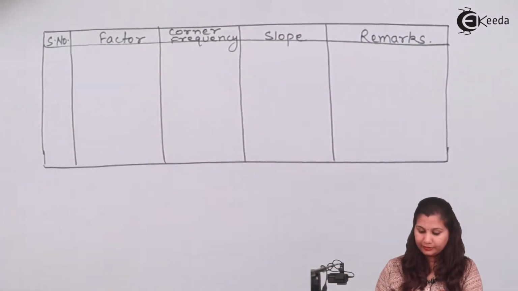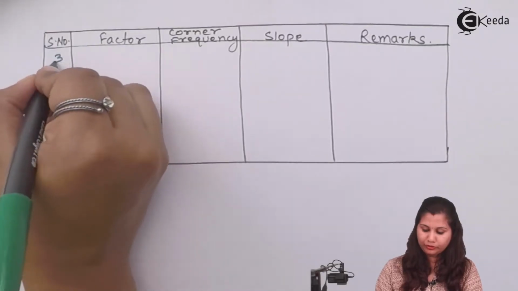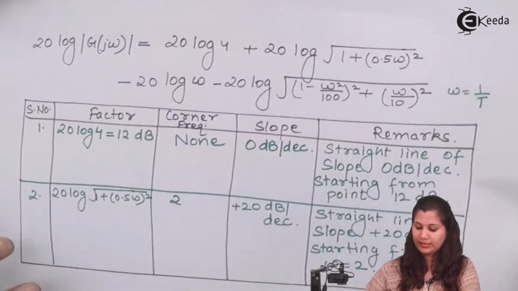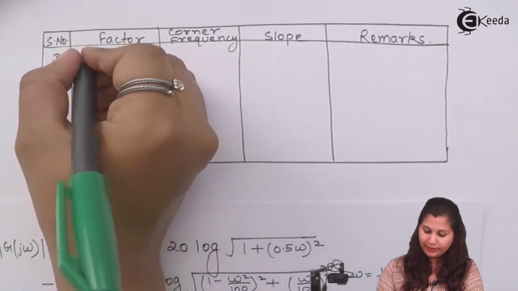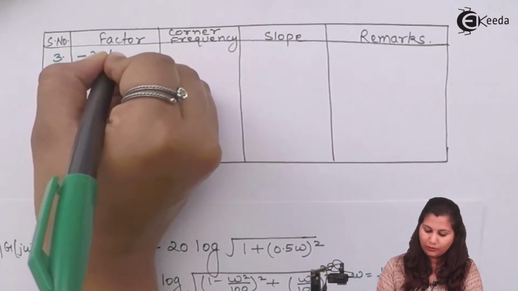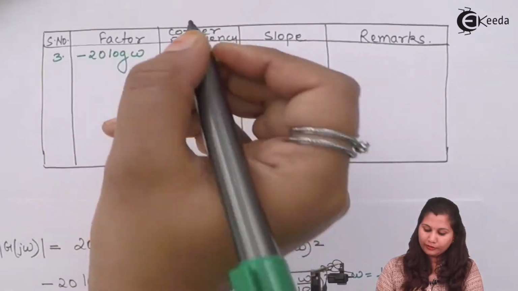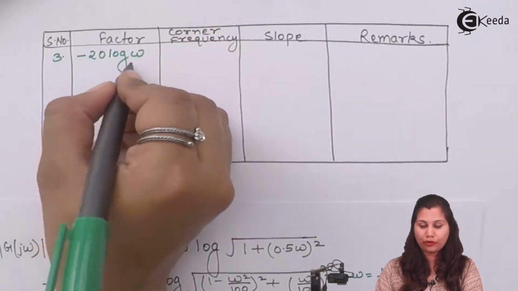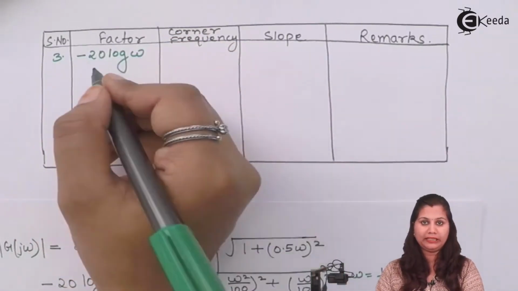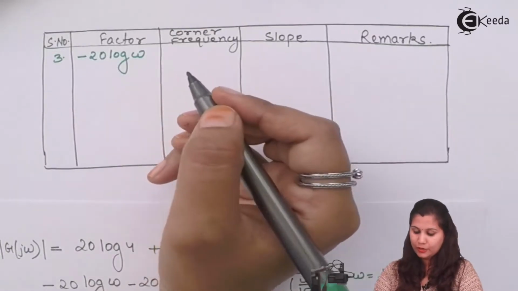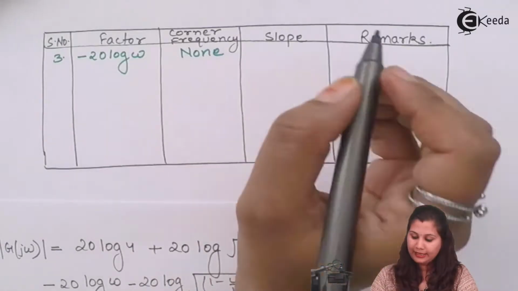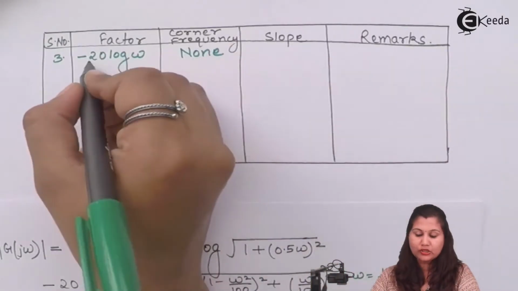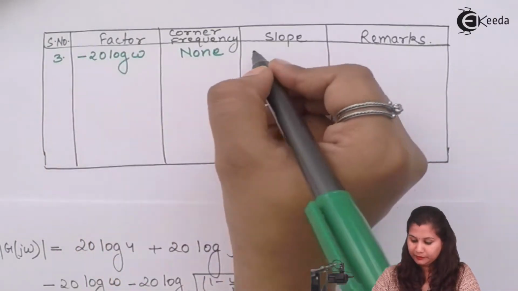So our third factor in the magnitude equation is minus 20 log omega. So we will write here minus 20 log omega. Corner frequency will be 0 for it because it is due to an integral factor 1 by s. So corner frequency is 0, that is none. And slope will be minus 20 dBs per decade.